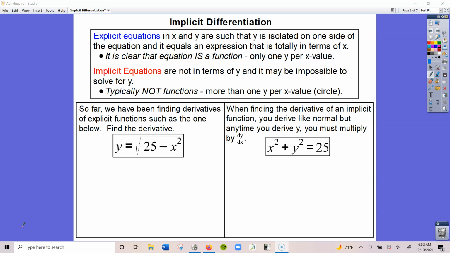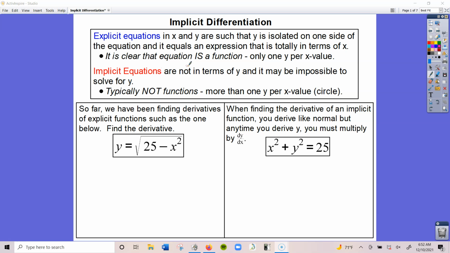Hey guys, today we're going to learn about implicit differentiation. Now, implicit differentiation is being able to take the derivative of what's called an implicitly defined equation. Now, what's an implicit equation? We need to understand the difference between an explicit equation and an implicit equation.